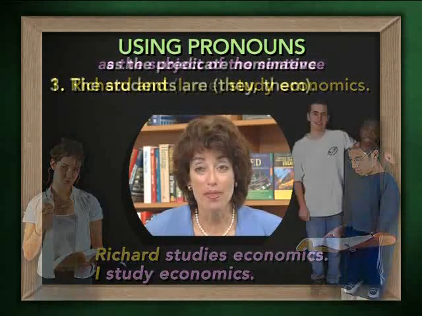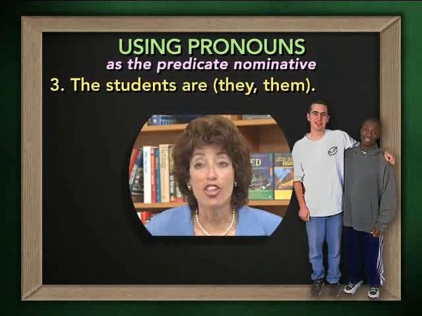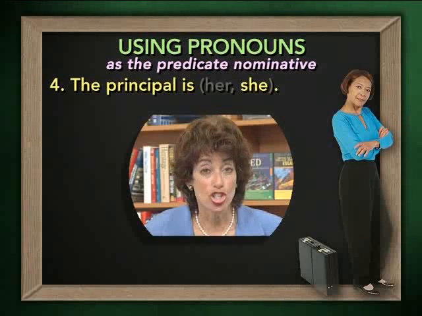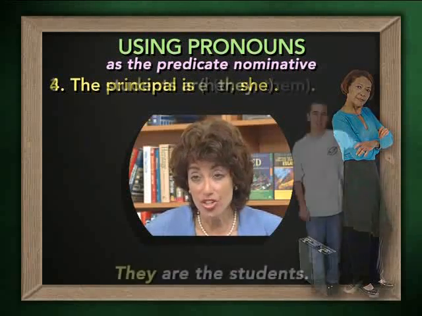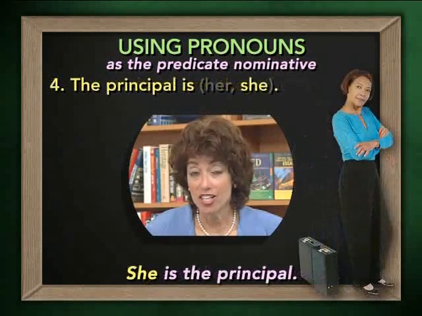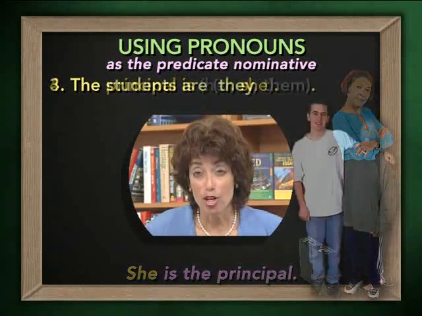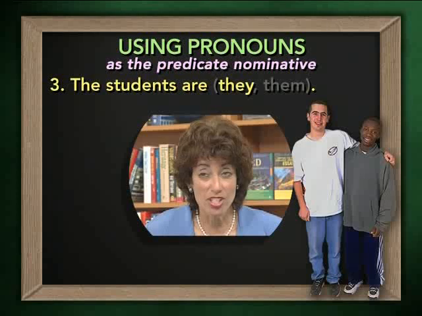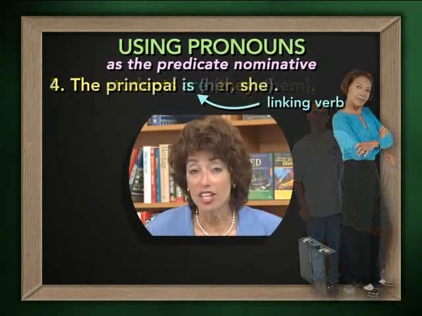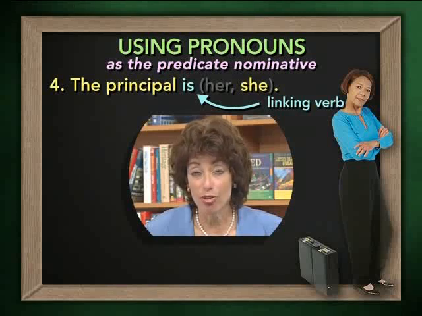I took it apart. Predicate nominative, the students are they. The principal is she. Let's do our reversal there. They are the students. She is the principal. Go back to our predicate nominative for a moment. Are is my linking verb in number 3. Is is my linking verb in number 4.